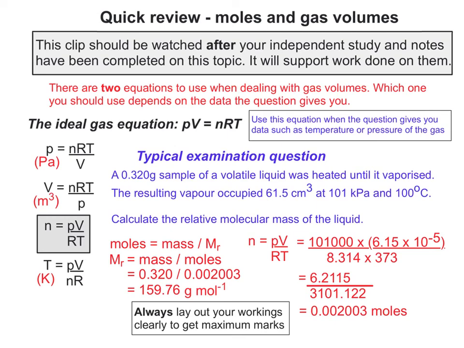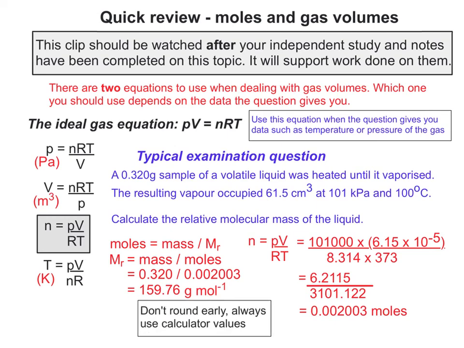Another tip to be aware of is to always use calculator values as you go through a calculation process. Don't round early because it might start to introduce error into your final answer, which might put it outside the range of what the mark scheme is expecting. If they ask for the answer in significant figures, obviously you need to use that. If you don't put the answer in the right number of significant figures, you will lose a mark for that.